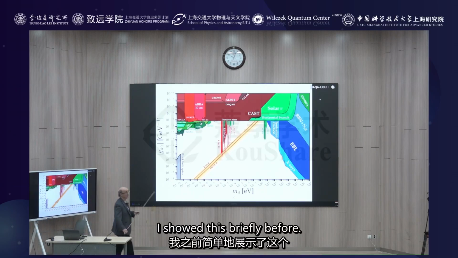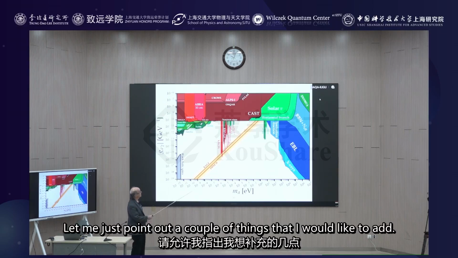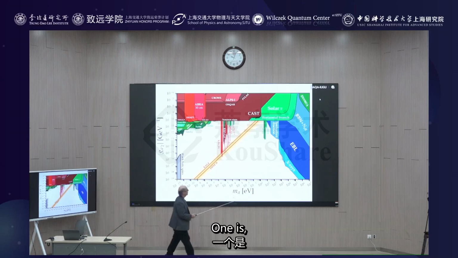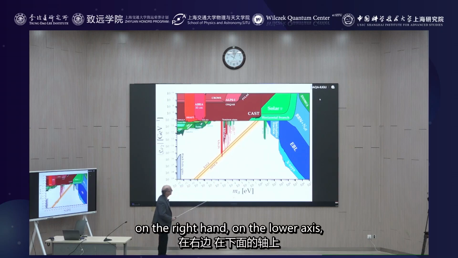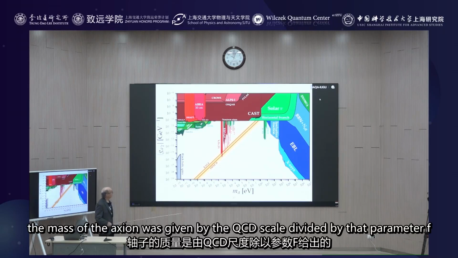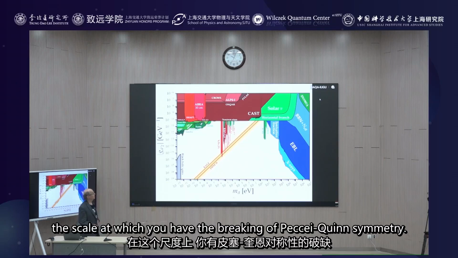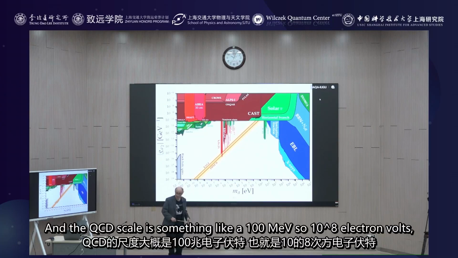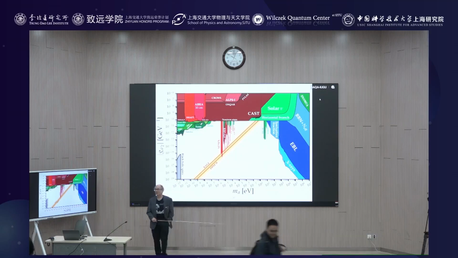All right. So I showed this briefly before. Let me just point out a couple of things that I would like to add. One is on the lower axis, you have the mass of the axion. And remember, the mass of the axion was given by the QCD scale divided by that parameter f, the scale at which you have the breaking of Peccei-Quinn symmetry. And the QCD scale is something like 100 MeV, so 10 to the 8th electron volts.